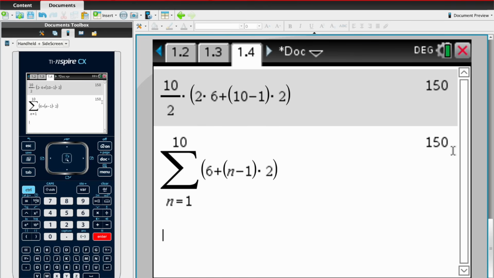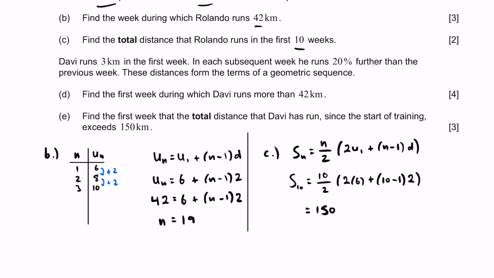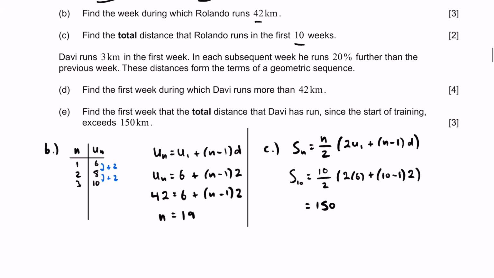Okay. So heading back to the document here. Devi runs 3 kilometers in the first week. In each subsequent week, he runs 20% further than the previous week. These distances form the terms of a geometric sequence. Part D asks us to find the first week during which Devi runs more than 42 kilometers.